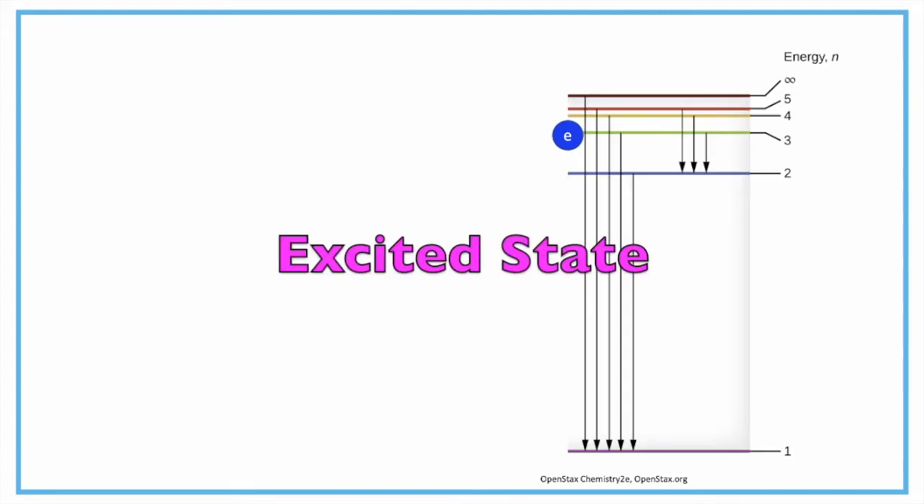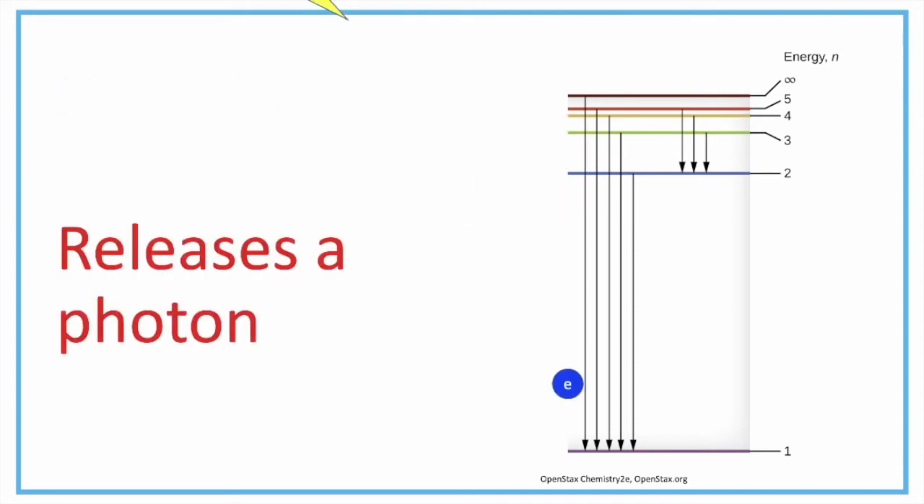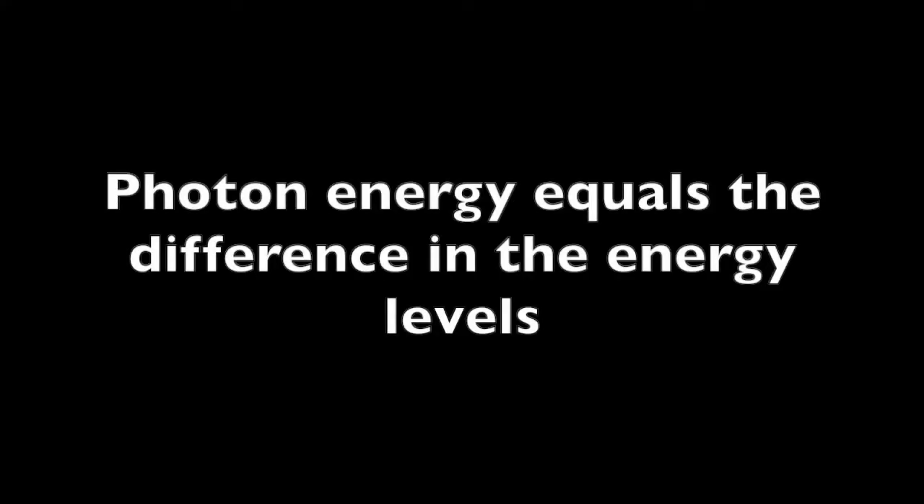Once the electron is excited to a higher energy level, it's in a more unstable position than it was when it was in its ground state. And the electron will quickly fall back down to a lower energy level, which could be the ground state or just a lower level. And as it does this, it releases the energy it took in by emitting a photon of light. And this photon is going to have an energy that's equal to the difference in the energy levels, the difference in energy from the level it jumped from to the level that it went down to.